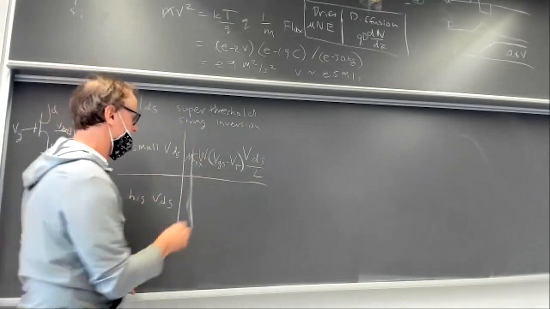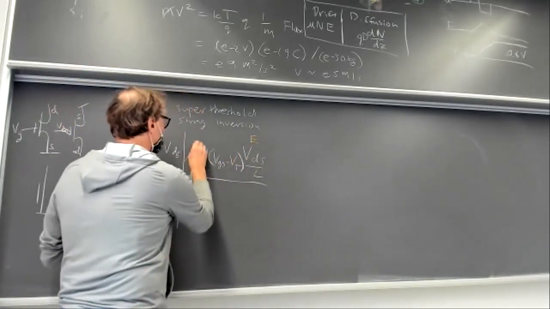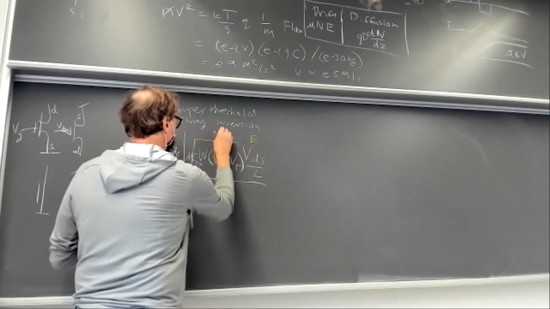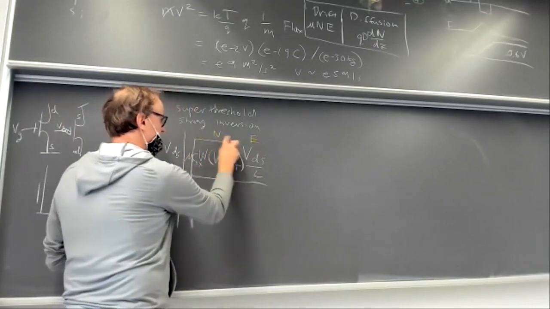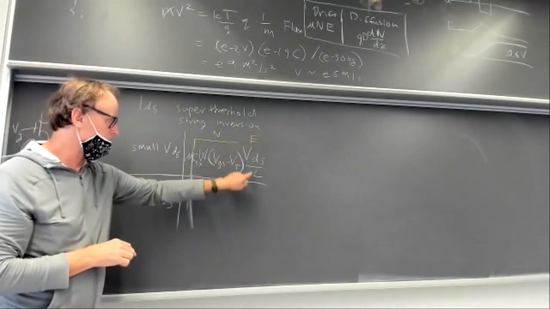This is what happens for small drain source voltage. This is the electric field component. And this stuff here is the charge density, right? So this is the drift current caused by the electric field between drain and source.